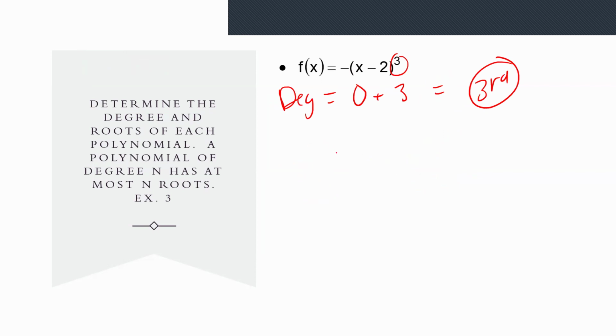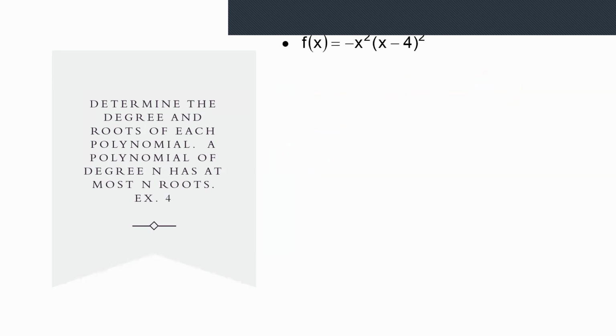Okay, what's my intercept? (2, 0). That's the only one I have, right? All right, last one. Tell me my zeros and my degree.